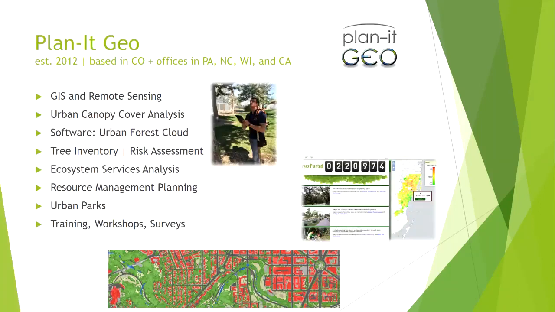Planet Geo is a full-service geospatial technology firm specializing in urban forestry, planning, and natural resources. They are based in the Denver, Colorado area with satellite offices throughout the United States. They not only perform GIS-based tree canopy assessments, but they also build and develop online interactive web applications used to interact with canopy assessment data, inventory trees, analyze the ecosystem benefits that trees provide, and manage and plan your current and future urban forest. Their suite of tools is known collectively as the Urban Forest Cloud.